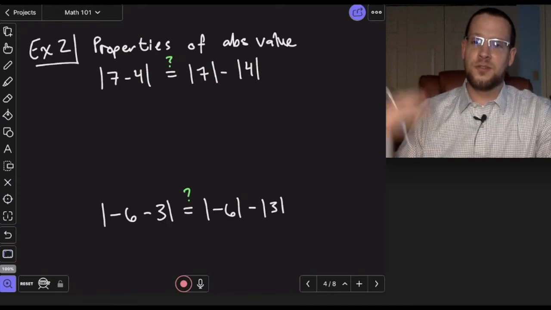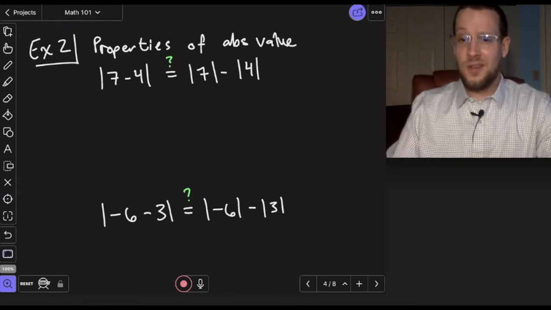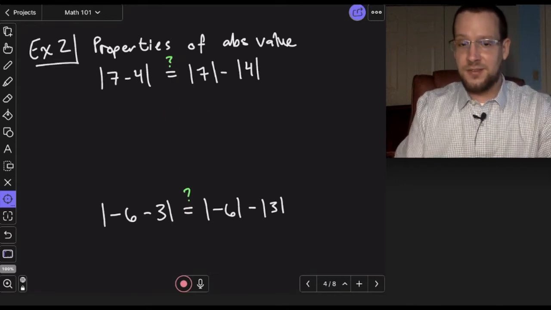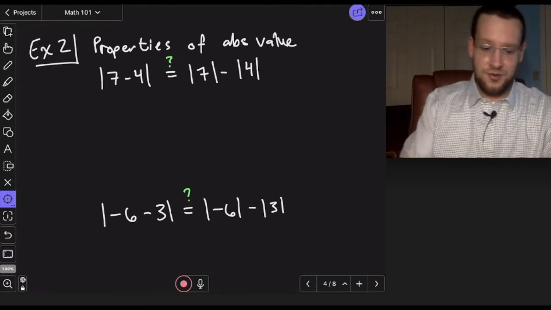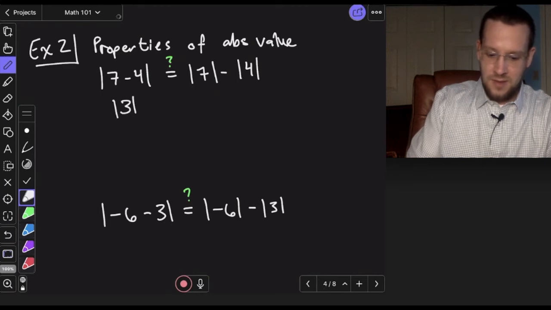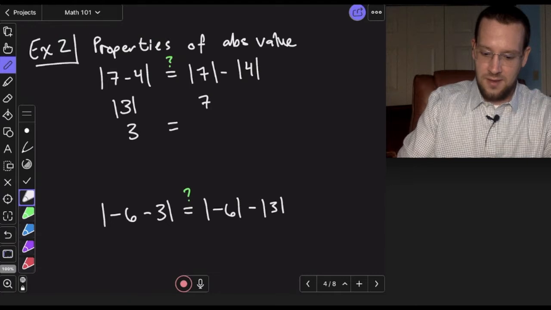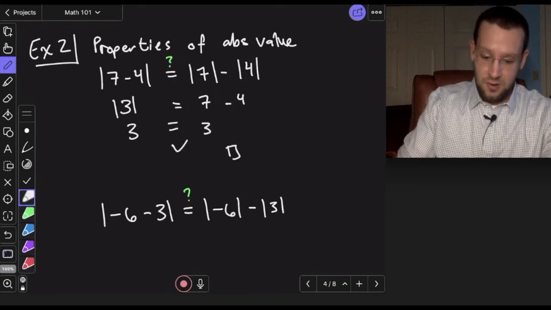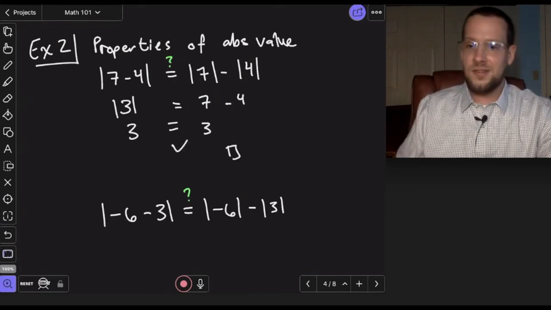Properties of absolute value. We're looking at two absolute values here, and we want to know, is this true? Can I break up this expression? Is that legal? Let's see. We have 7 minus 4 is 3, so the absolute value of 3 is 3. Is that equal to the absolute value of 7 minus the absolute value of 4? That looks good. Okay, that was true. Let's see if it's always true.